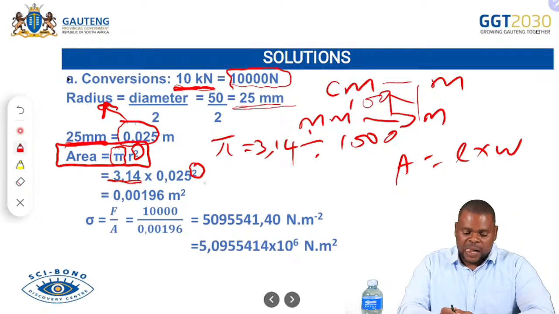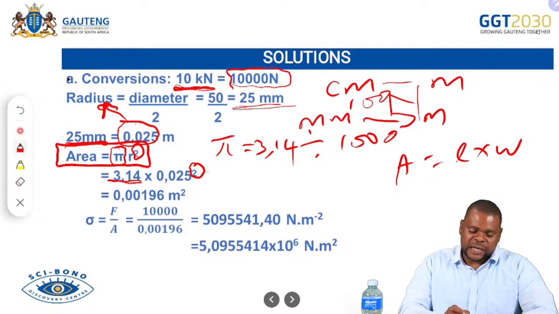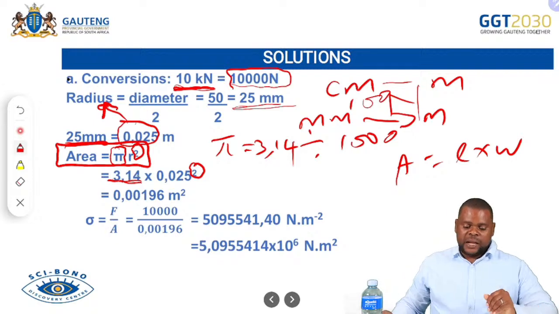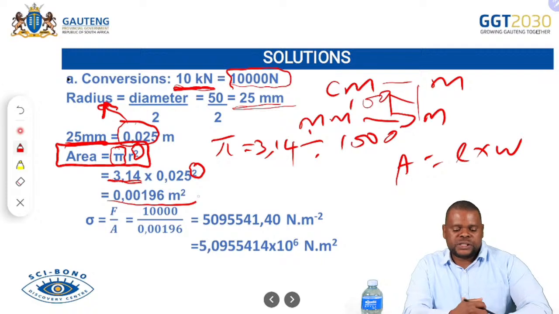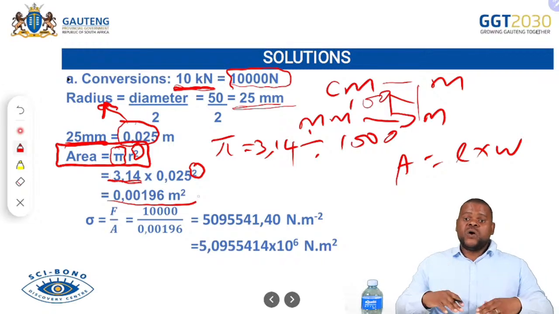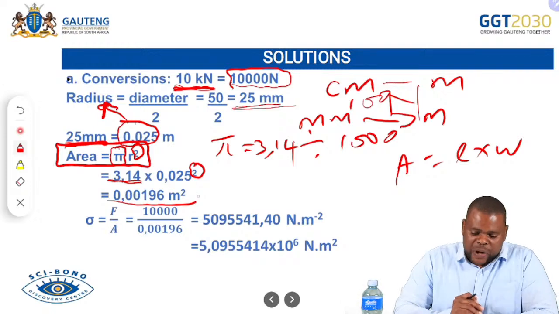Thereafter you can use your calculator to get this. You just say 0.025 squared is the same as 0.025 times 0.025, and then you multiply by 3.14. Then the answer when you use a calculator will be 0.00196 meter squared. Are we together? Because it's an area, it must always have the unit of meter squared.